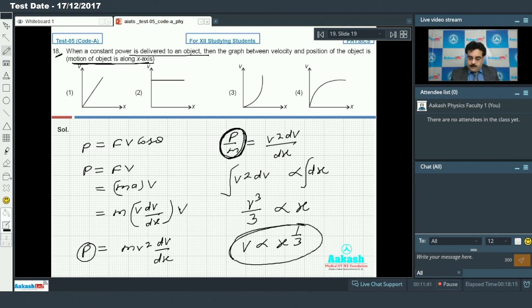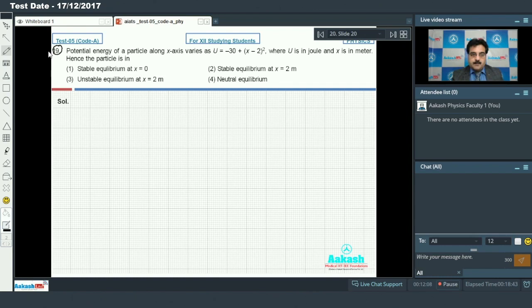So with the help of this relation between velocity and position, we can say that graph number 4 is correct. So let's move on to question number 19. Potential energy of a particle along the x-axis varies with this equation. U is in joule, x is in meter. I need to calculate the type of equilibrium. So first I am going to take du over dx.